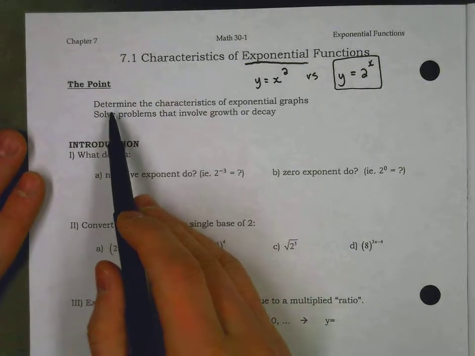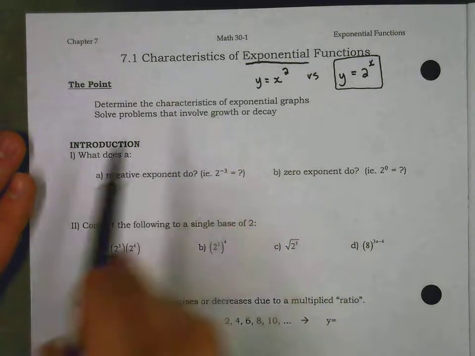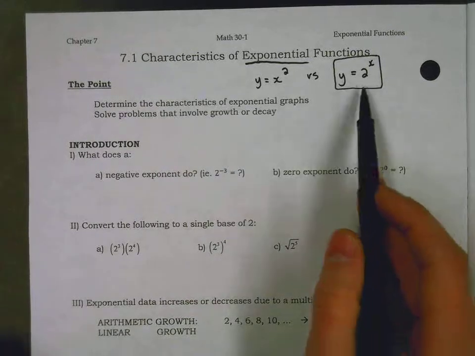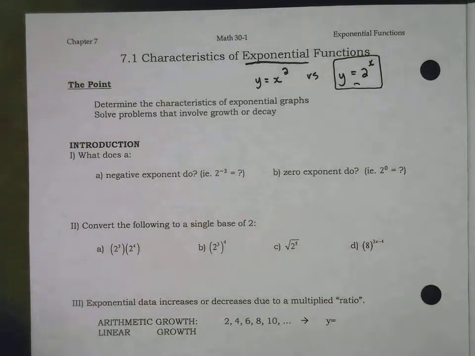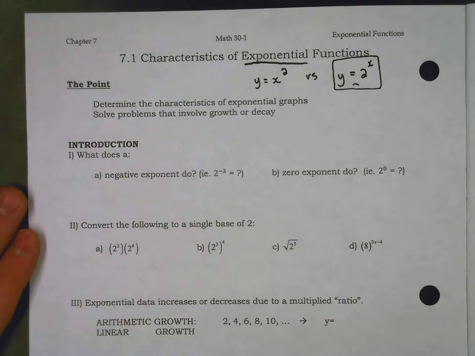The point of today is to look at some characteristics. So what does it look like? What if we start to talk a little bit about a vertical stretch? What if we talk about a base value that's not a 2 or a 3 or 4, a big number? And we're going to involve some problems as applications.